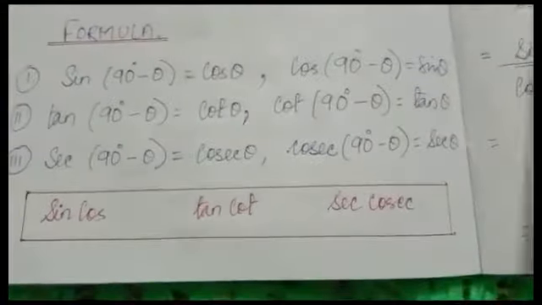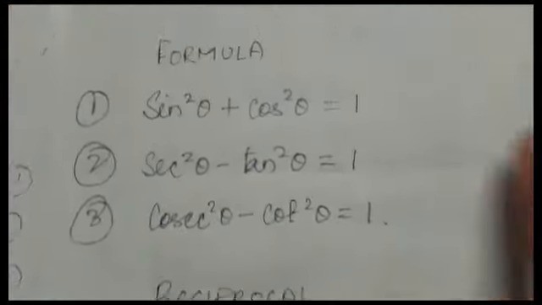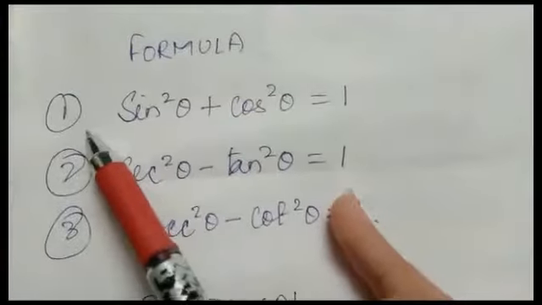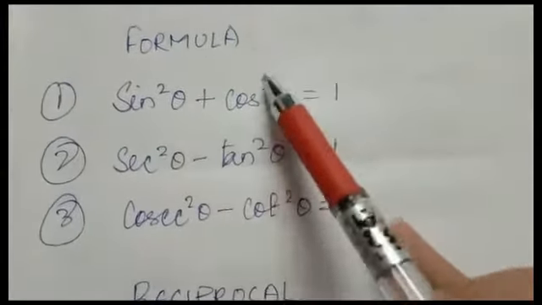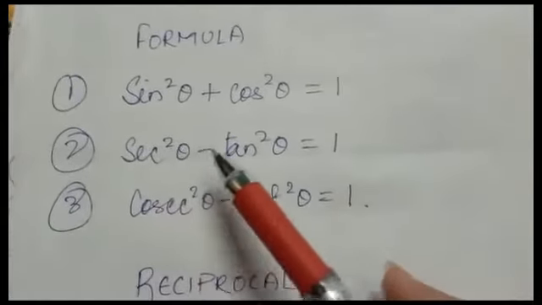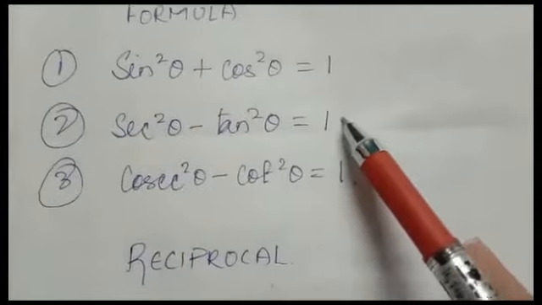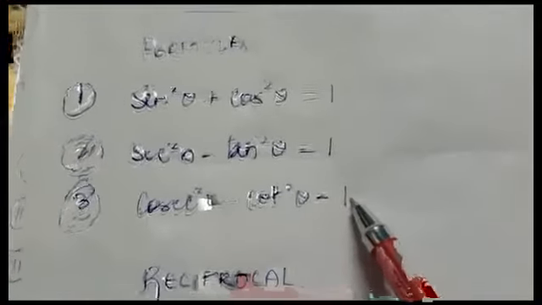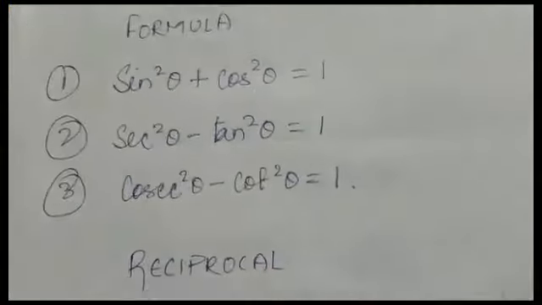And we have some more formulas. Number 1: sine square theta plus cos square theta is 1. Number 2: sec square theta minus tan square theta is 1. Number 3: cosec square theta minus cot square theta is 1. So these are the relations.